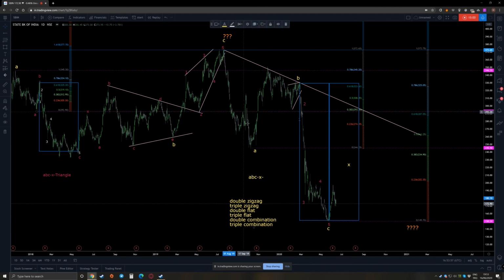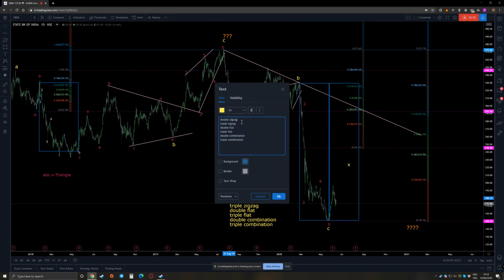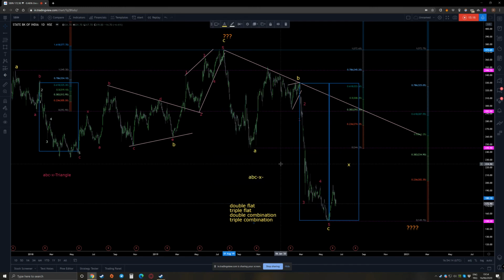What was our first corrective wave? It was a flat, true? Because why it was a flat, as you can see from this Fibonacci level, it was more than 618. It means I can even take out this double and triple zigzag here. Okay? So it means that you're left with 4 possibilities.